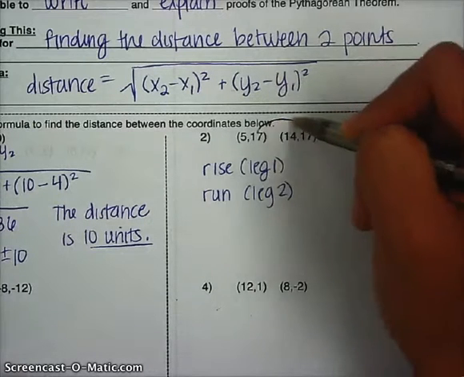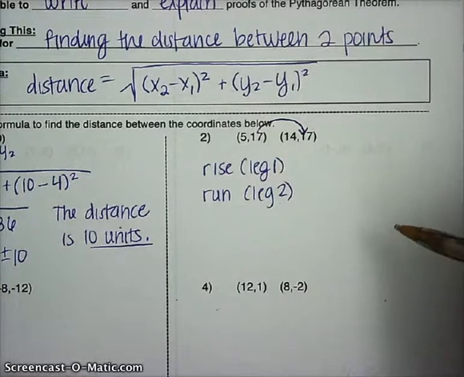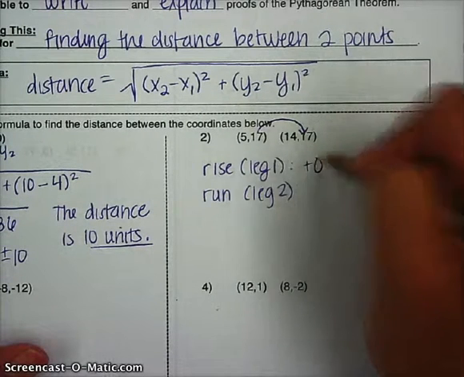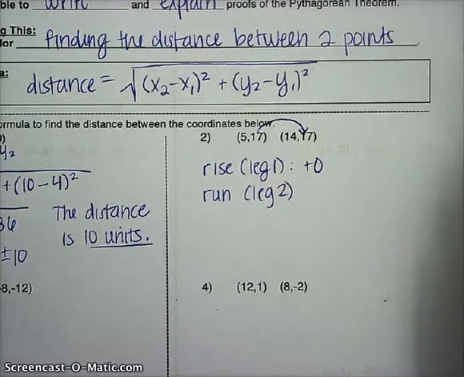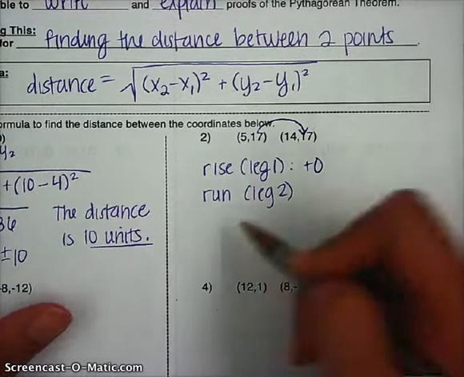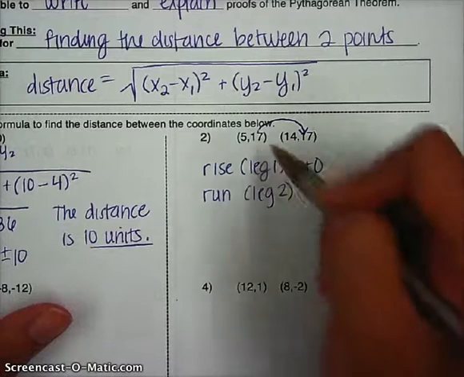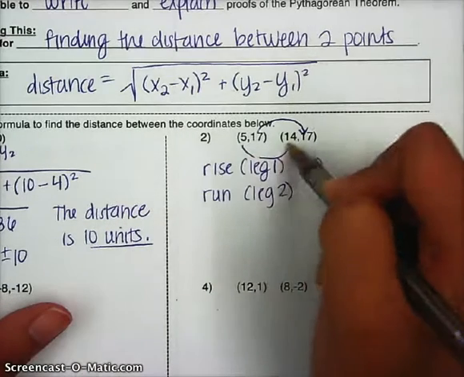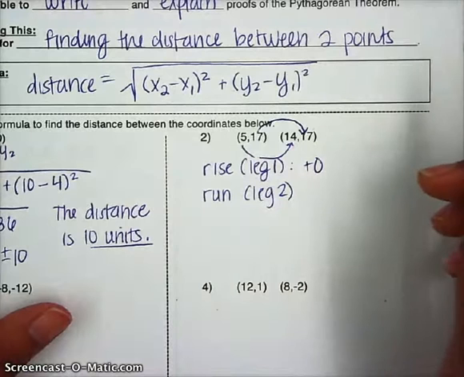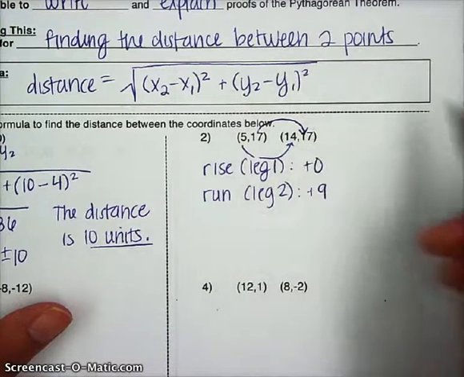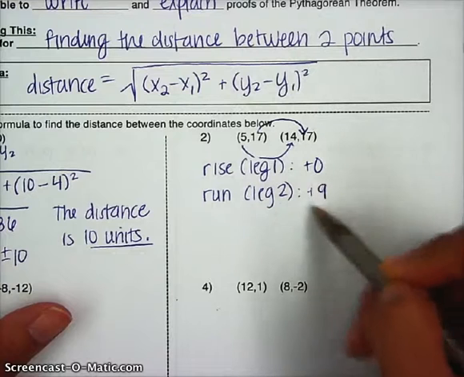How did 17 become 17? You add 0. So don't let this confuse you. Just know that it's 0. There is no length. That's what it means. Now the run, since it runs from left to right, that's the x-coordinate. So how did 5 become 14, everyone? How does 5 become 14? You add 9. So basically now I have a rise of 0 and a run of 9.